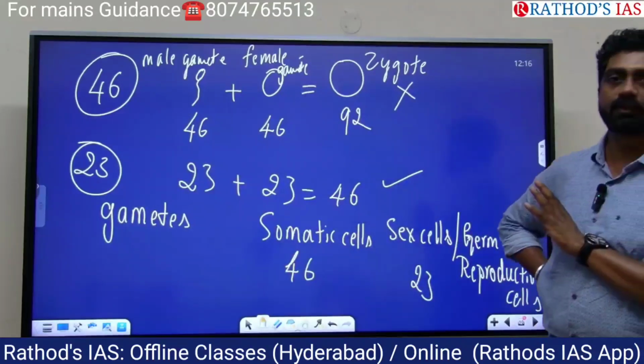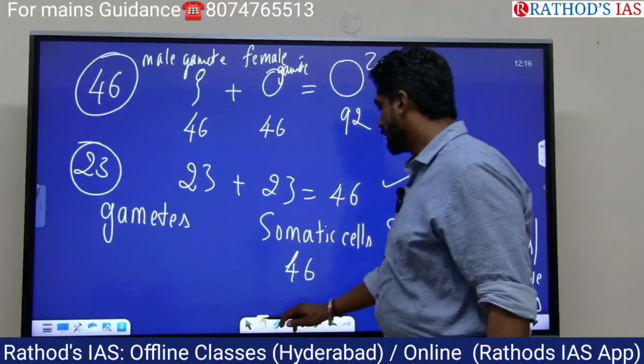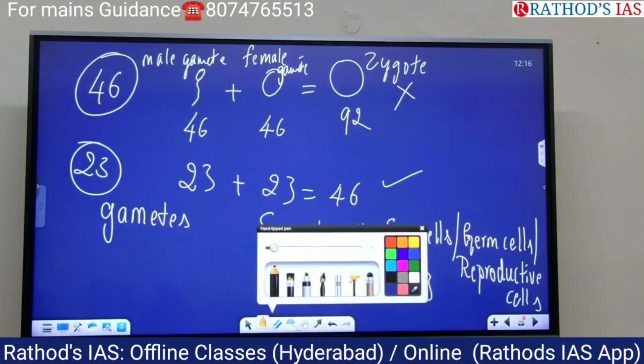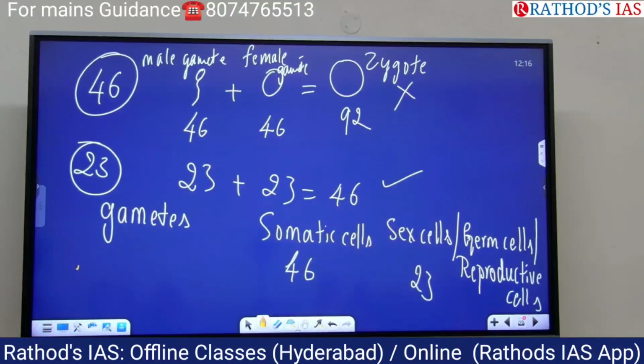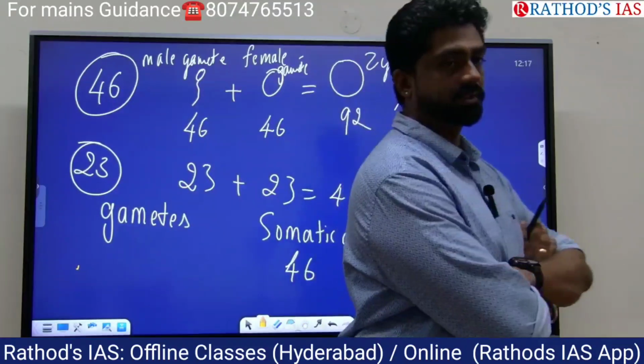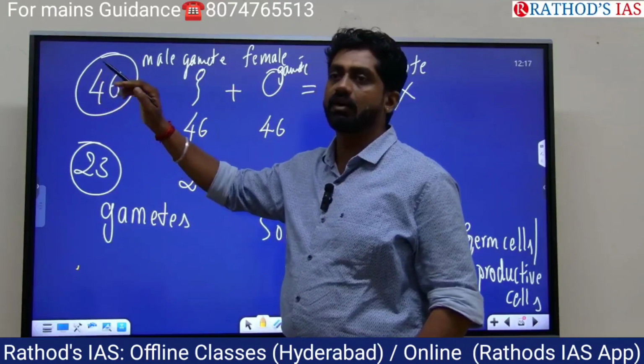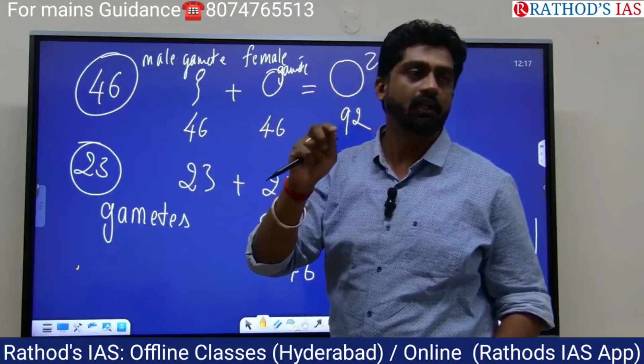Understood or not? So from head to toe, the cell is called what? Somatic cell. With how many chromosomes? 46. And in gametes, the chromosome number is 23. Clear, boys and girls? So cells with 46 chromosomes are called somatic cells. Cells with 23 chromosomes are called sex cells or germ cells or reproductive cells. You can call this 46, or you can call it 23 plus 23, two pairs.